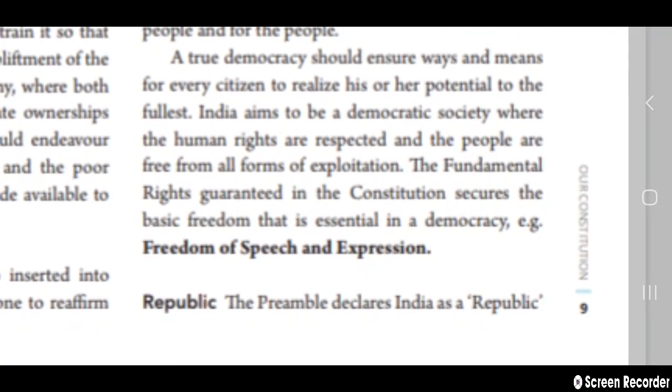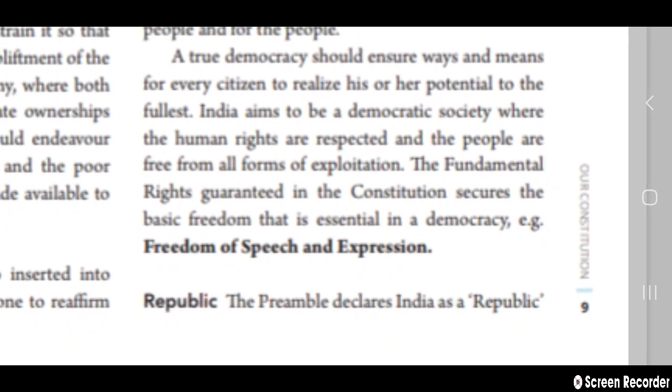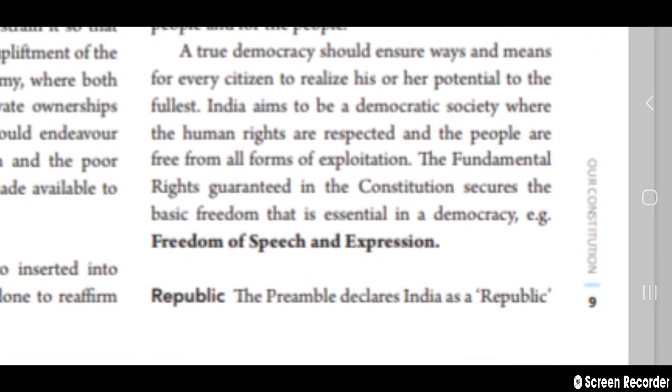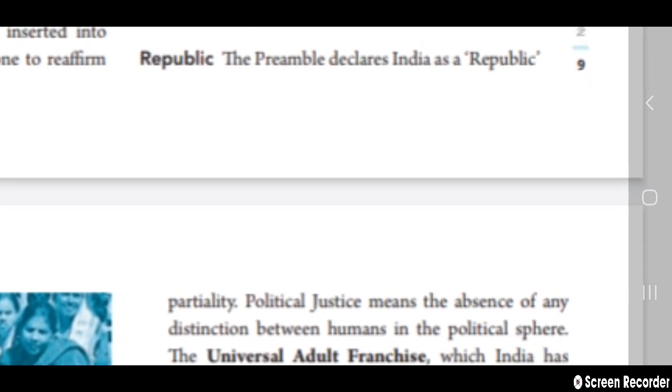Next, a true democracy should ensure ways and means for every citizen to realize his or her potential to the fullest. India aims to be a democratic society where human rights are respected and the people are free from all forms of exploitation. The fundamental rights granted in the Constitution secure the basic freedoms that are essential for a democratic country, and freedom of speech and expression is another one.